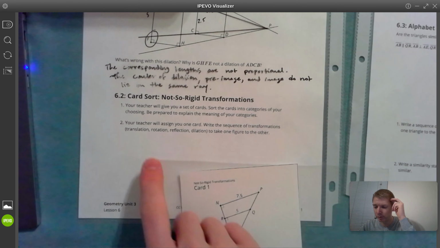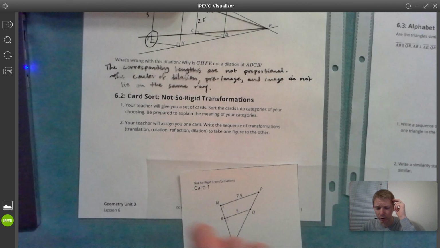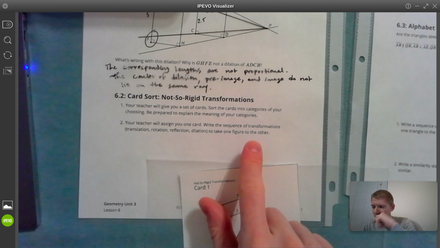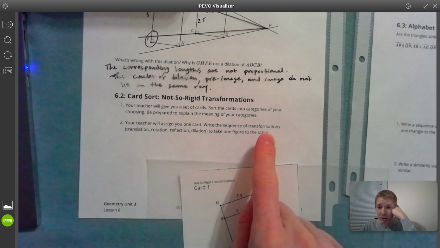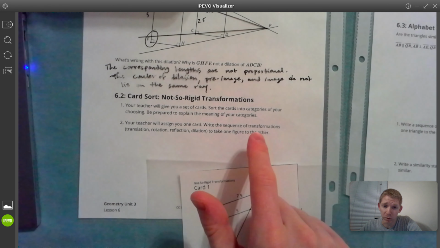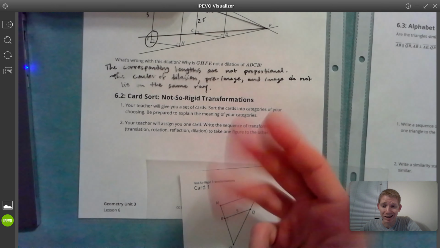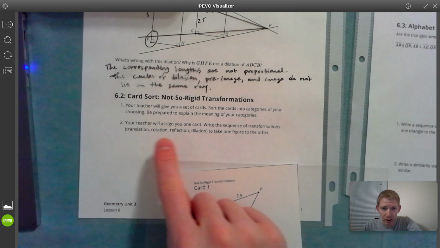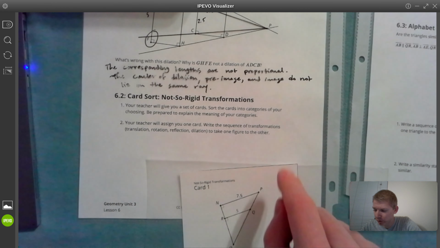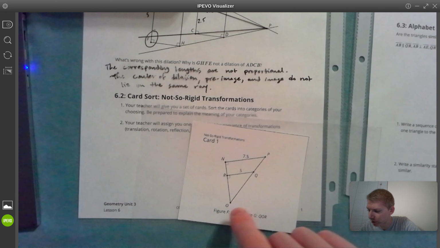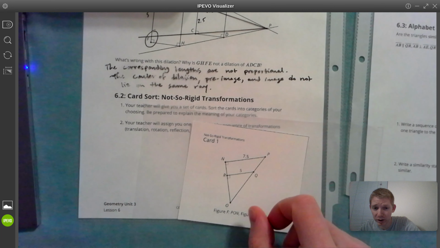All right, so for each of these cards that we have, we're going to write the sequence of transformations. And notice we're not using exclusively rigid transformations anymore. Now we're including translations, rotations, reflections, and dilations to take one figure to another. So for the first card, it's going to be pretty straightforward because we just have to do a dilation.